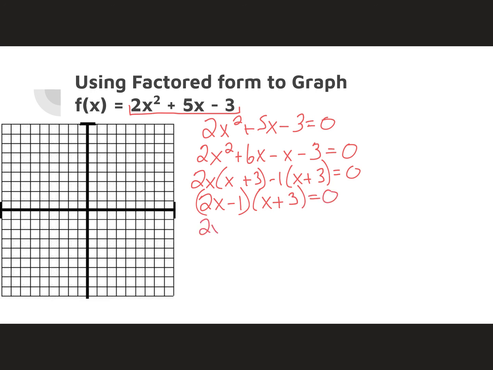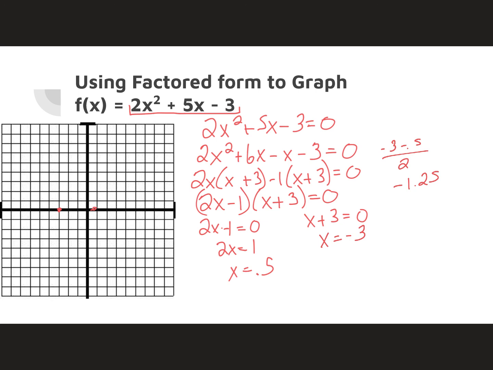So if 2x minus 1 equals 0, 2x equals 1, x equals 0.5. And if x plus 3 equals 0, that means x equals negative 3. So those are my zeros. I can put the dots at 0.5 and at negative 3. Then halfway in between 0.5 and negative 3, so negative 3 plus 0.5 divided by 2 gives me negative 1.25.